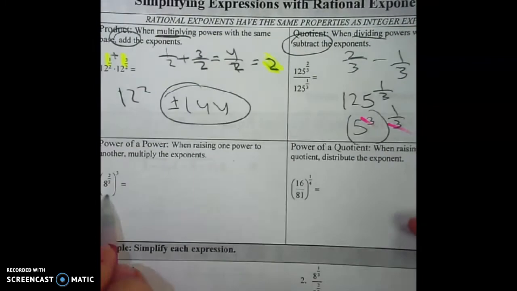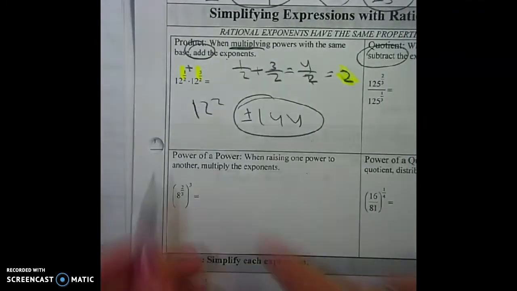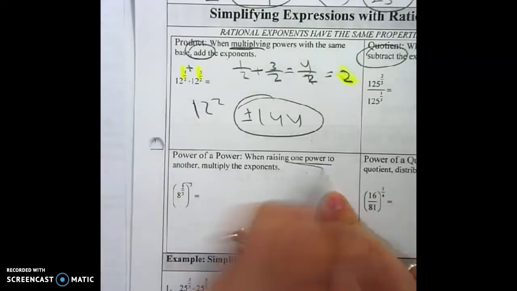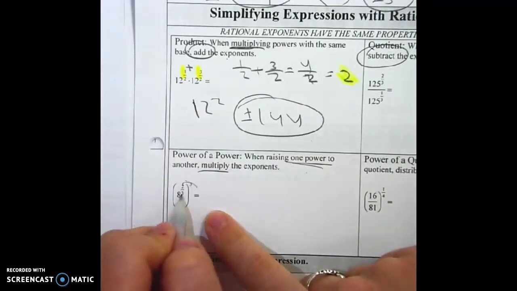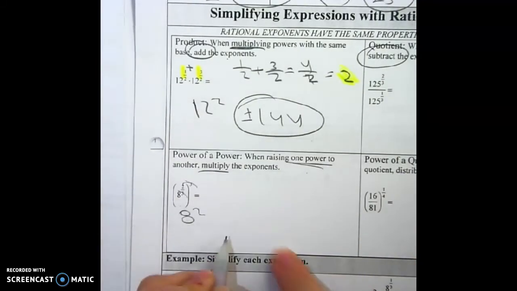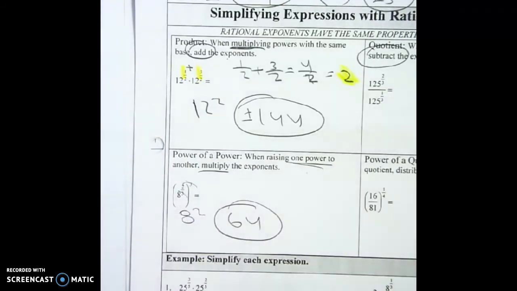Okay, this is just going over what we've done previously, which is when you have parentheses and a power, you multiply. So this 3 and this 3 are gone. 8 squared, 64.